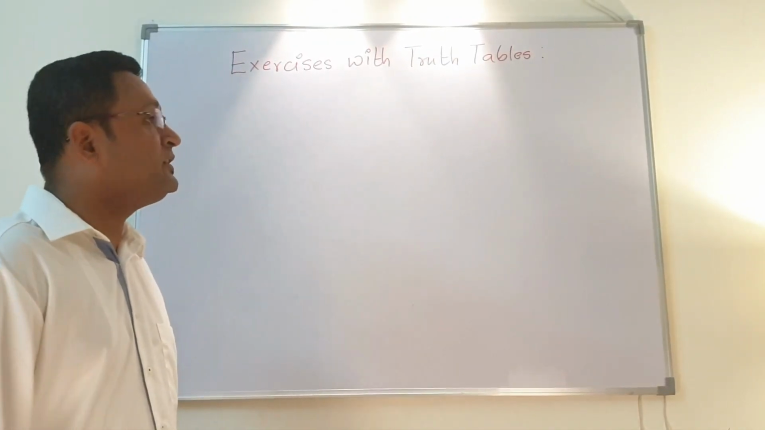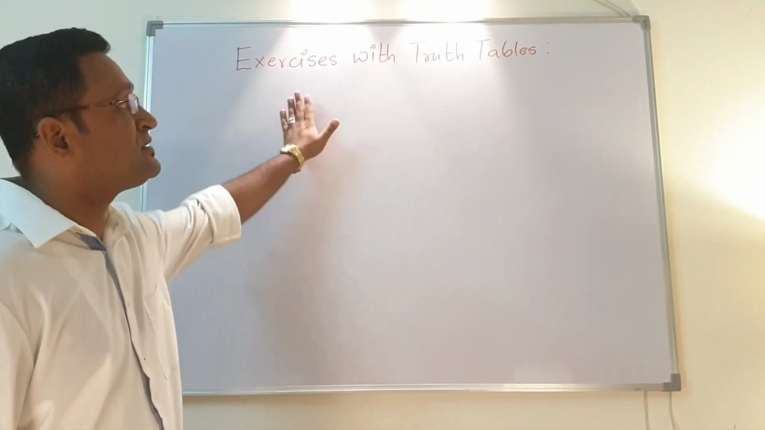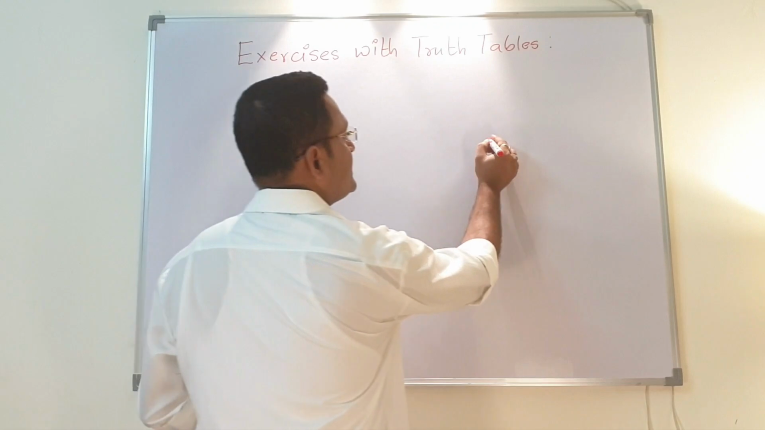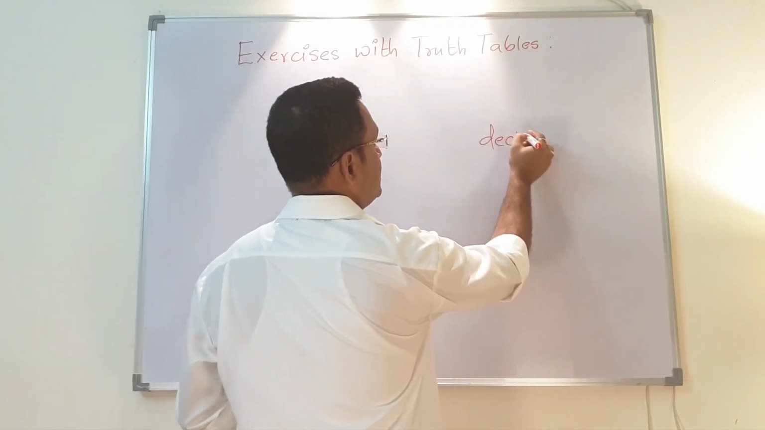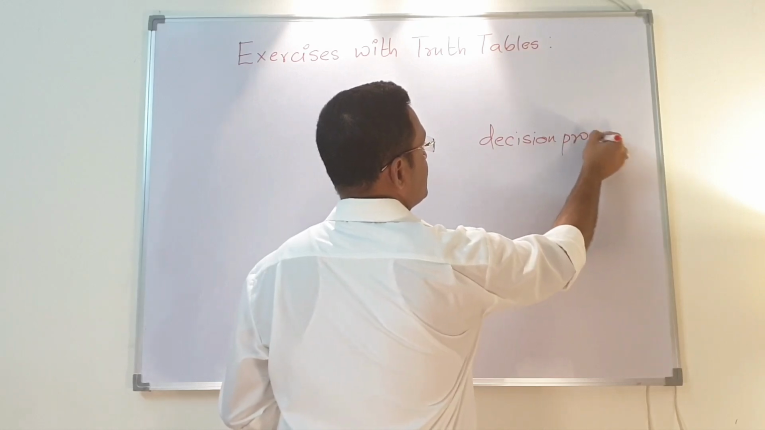Okay, so in the last class we discussed truth tables. So today we will take some exercises with truth tables. Now truth tables are basically called decision procedures. So these are not proofs but rather decision procedures.